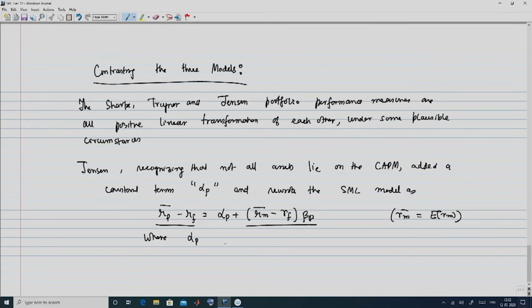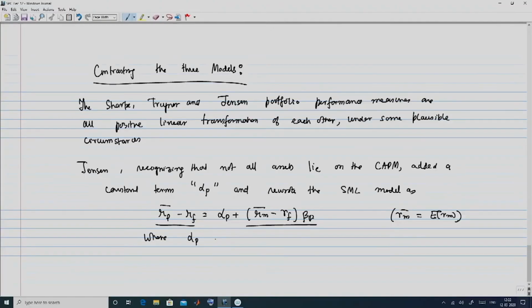So, alpha p is an additional term that has shown up which has disturbed the equilibrium as given by the CAPM. Accordingly I can make the statement that alpha p is indicative of the disequilibrium of the portfolio P. That means the extent to which the equilibrium as given by CAPM has been disturbed.